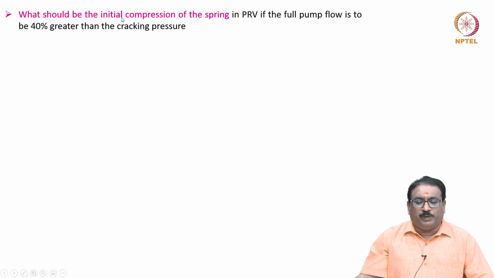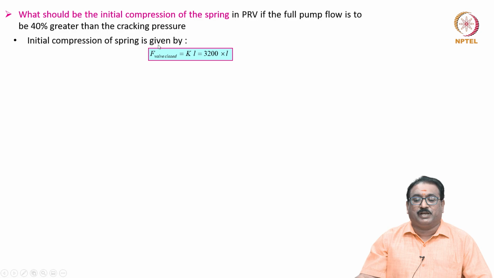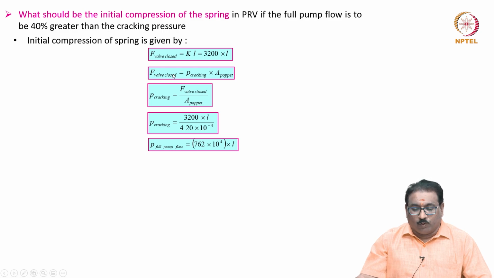Next one is what should be the initial compression of the spring in PRV if the full pump flow is to be 40% greater than the cracking pressure. Now, initial compression of the spring is already we know that F valve closed K into L, meaning K already we know 3200 into L. Now, F valve closed equal to same P cracking into A poppet. Now, P cracking equal to F valve closed by A poppet. Substitute the value here. Here already know F valve closed is 3200 into L divided by area of poppet. After doing this, I will get here 762 into 10 to the power of 4 for L.